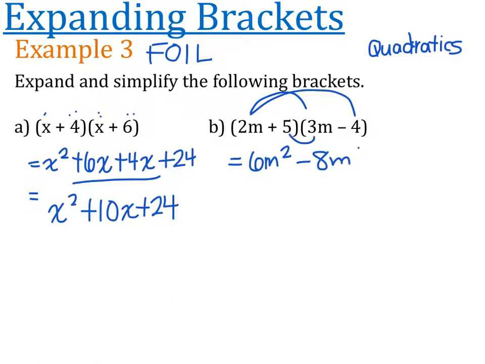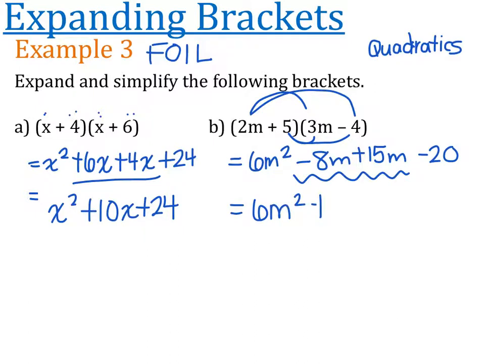5 times by 3m is 15m. And 5 times minus 4 is minus 20. Again, we can simplify these two bits in the middle. Negative 8 plus 15, or you could do 15 take away 8. So that is 6m squared plus 7m minus 20. All right, expanding two brackets.